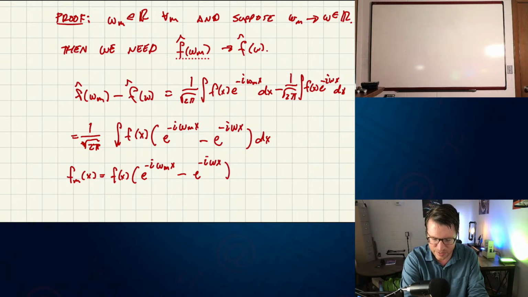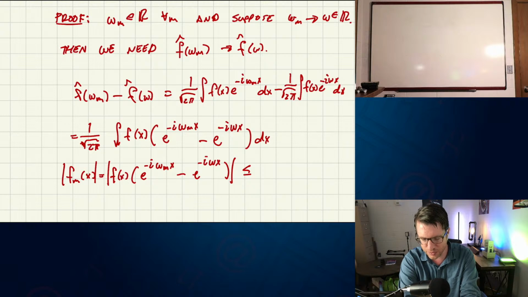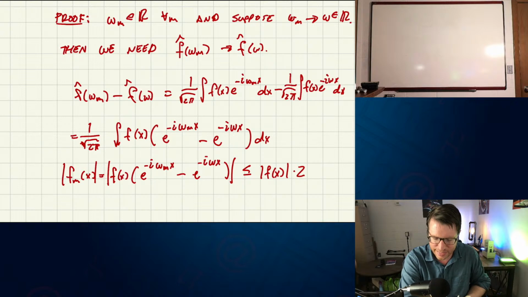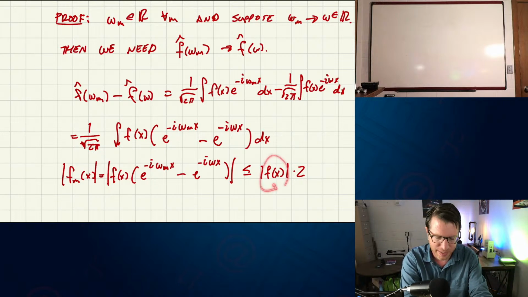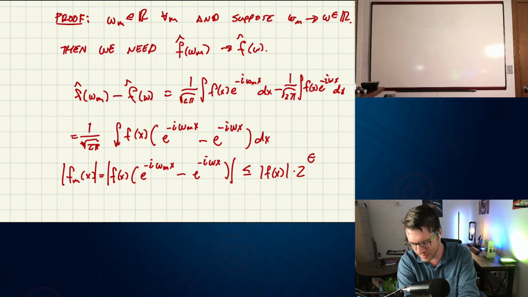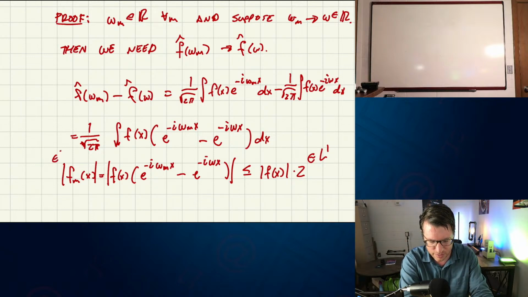All right, and if I put this in absolute values to find that g, this is going to be less than or equal to the absolute value of f of x times 2. That's just using the triangle inequality on the second term here. Each of these has norm at most 1, so this whole thing can't get to be larger than 2. And then I have this f of x in here. Now, this whole thing is actually in L1 because we assumed that f was in L1 to begin with, and so that means that all of these guys are in L1.